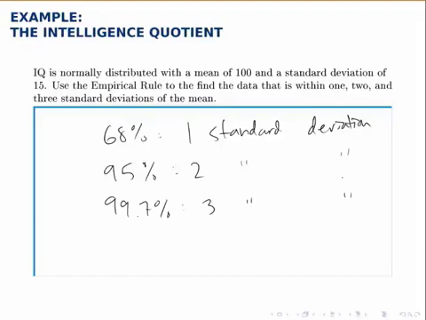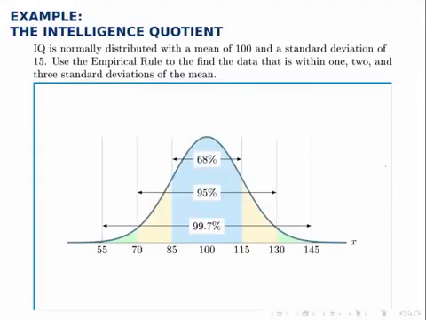95% of people will have an IQ score between 70 and 130, and almost everyone will have an IQ score of between 55 and 145. Here we have a picture that illustrates this situation, where each unit on the axis is 1 standard deviation.